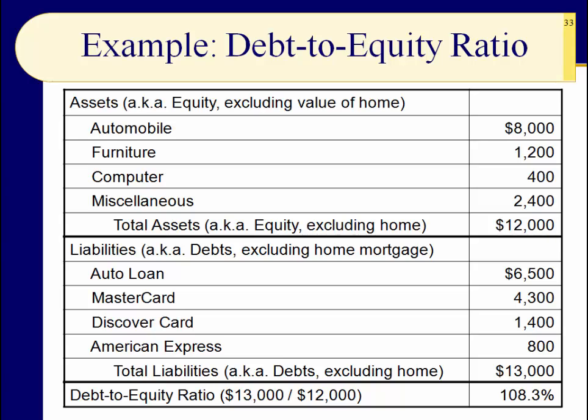So you take your assets, excluding the value of your house. So your car, 8,000, furniture, computer, miscellaneous. So your total asset excluding a home. So this is your equity without accounting for your house. And you have $12,000. Okay. Your liability, which is your debt, also excluding the home mortgage, is the auto loan, the MasterCard, the Discover card, the American Express. So your total liability excluding the house is 13,000. So the debt to equity ratio is 13,000 divided by 12,000. So it is very, very high and doesn't look good at all.